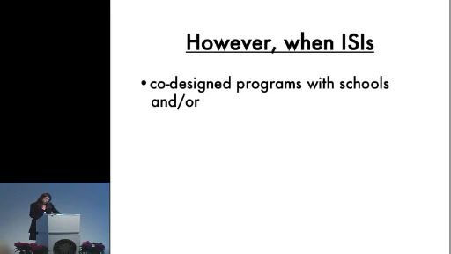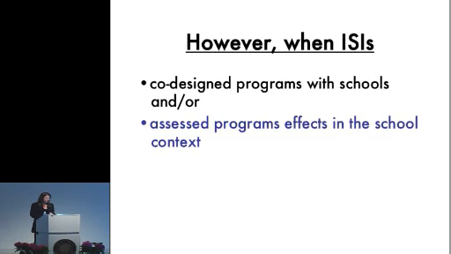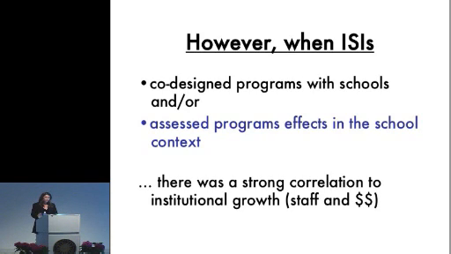But then we did another analysis, and Jason Ravitch did this analysis with Doreen. We found that when the informal science institutions reported that they had co-designed their programs with colleagues from the schools, or they were assessing effects within the school context, so as I said before as examples, they were looking for whether or not teachers changed their practices, we found that it correlated strongly with institutional growth. And that meant both budget was increasing and staff was growing.